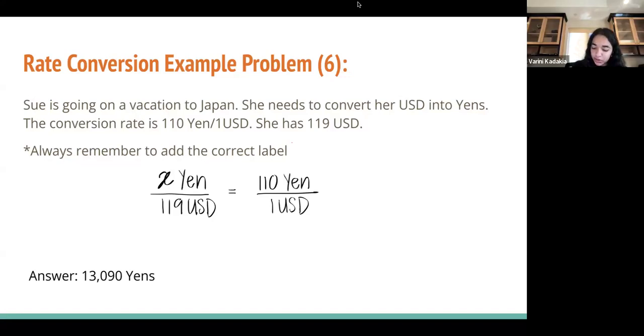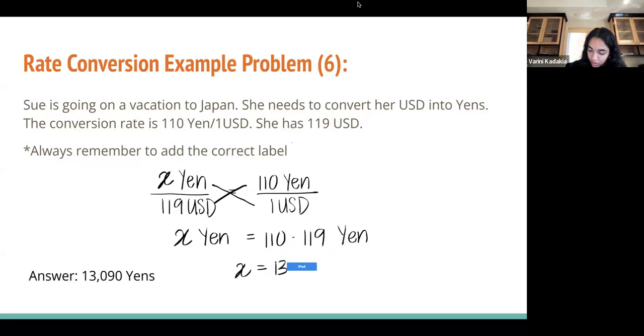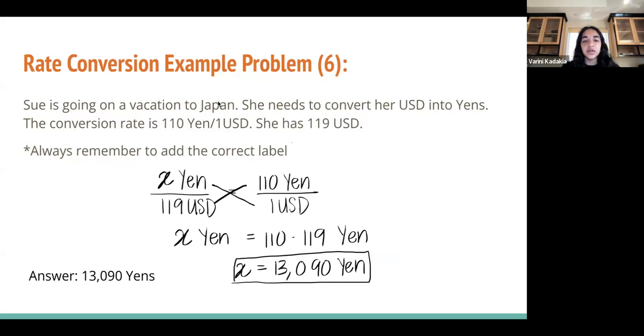Now you can cross multiply, right? So you get x yen equals 110 times 119. So then x equals 13,090. Because you know x needs to be in yen, because that's how you set it up before. Does that make sense to everyone how this works?